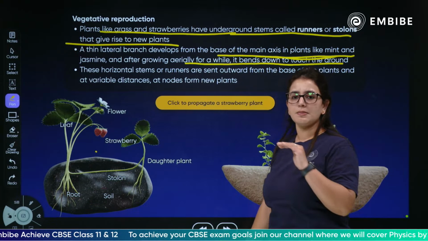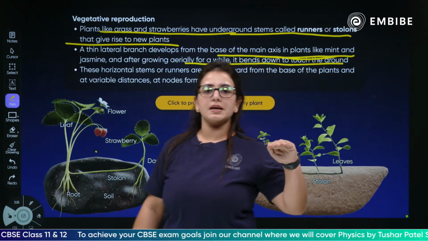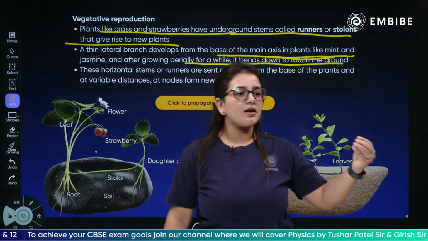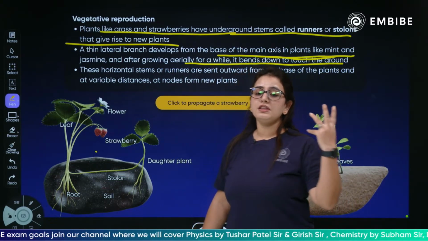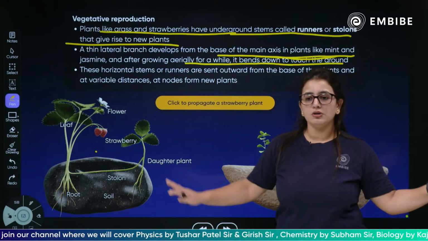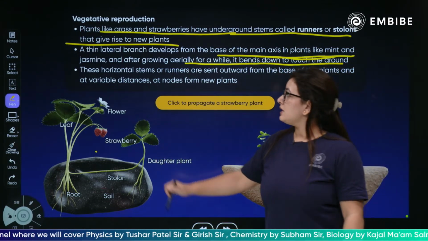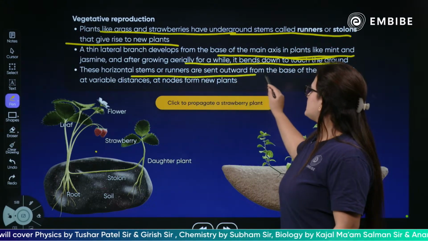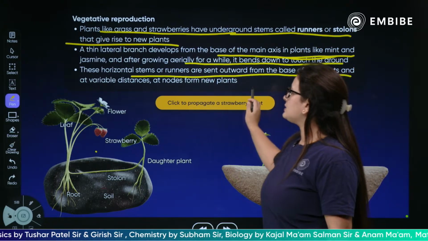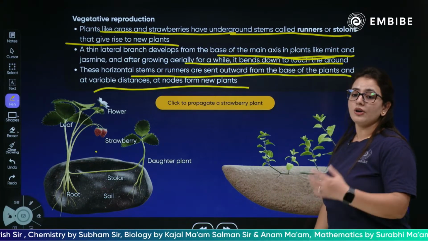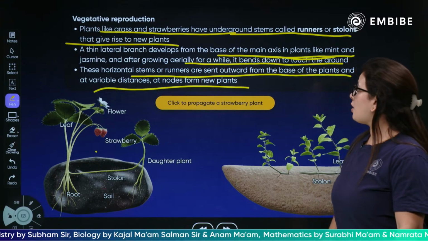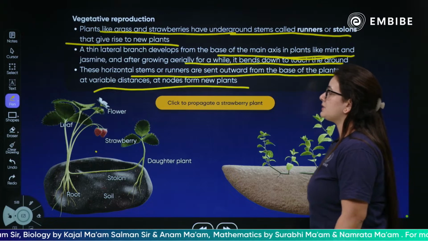Sometimes in mint there is a whole stolon which is very thin, and maybe the runner, that particular stolon will give rise to a new plant also. They have thin lateral branches developing sideways. Yes, these horizontal stems or runners are sent outwards from the base of the plant at variable distances at the nodes.